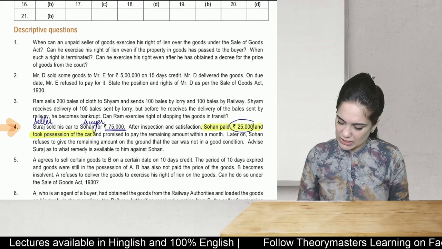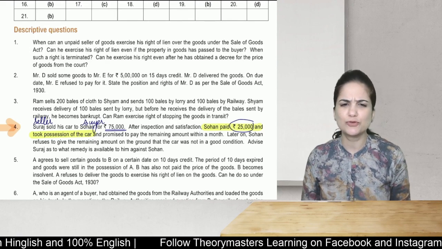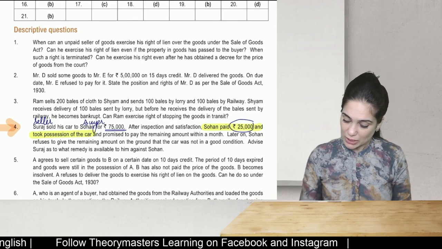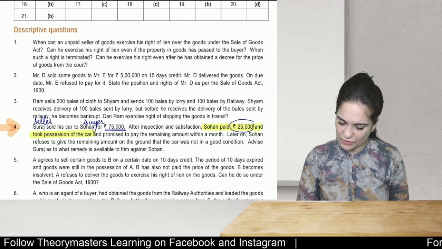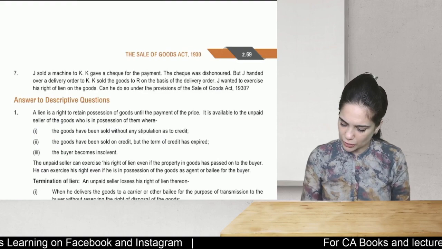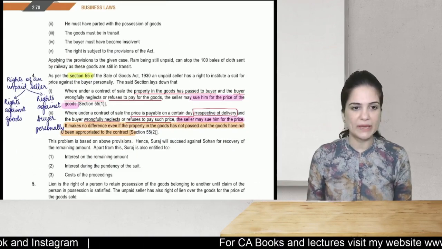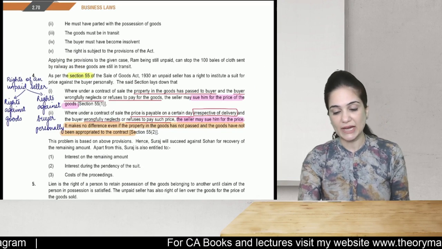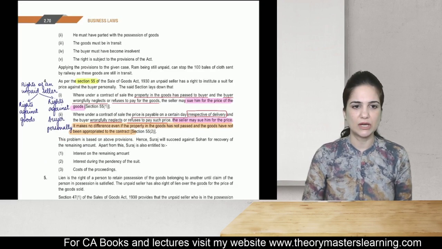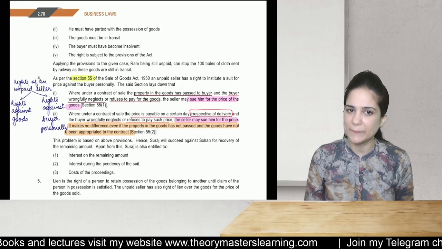Later on, Sohan refuses, saying that the car was not in good condition. You have to advise Suraj as to what remedy is available to him against Sohan. So we have to advise him as to the remedy that is available. So students, over here, there is a small note which I have prepared for you. In case of an unpaid seller, the seller has the right against the goods if he is in possession of the goods. But if he is not in possession of the goods, then yes, he can take action against the buyer personally.